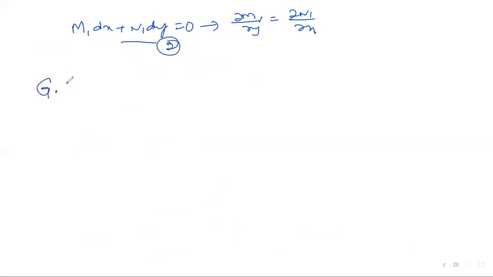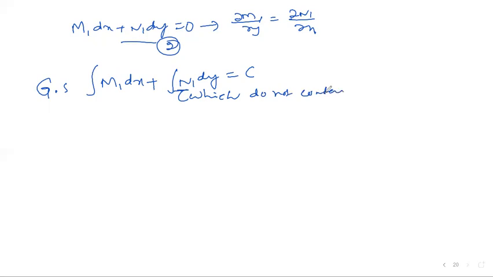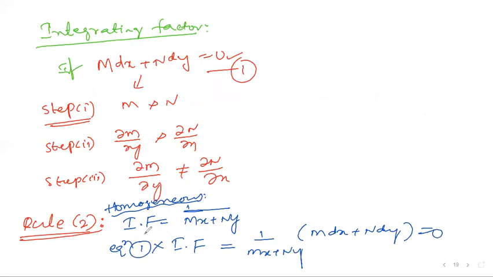So the general solution is the integration of M1 dx plus the integration of those terms of N1 dy which do not contain x terms, equal to c. Means we should take only y terms in N1. We take this integrating factor 1 by (Mx plus Ny) when the given differential equation is homogeneous. If not homogeneous, what do we take as an integrating factor? Yes, go to the next rule.